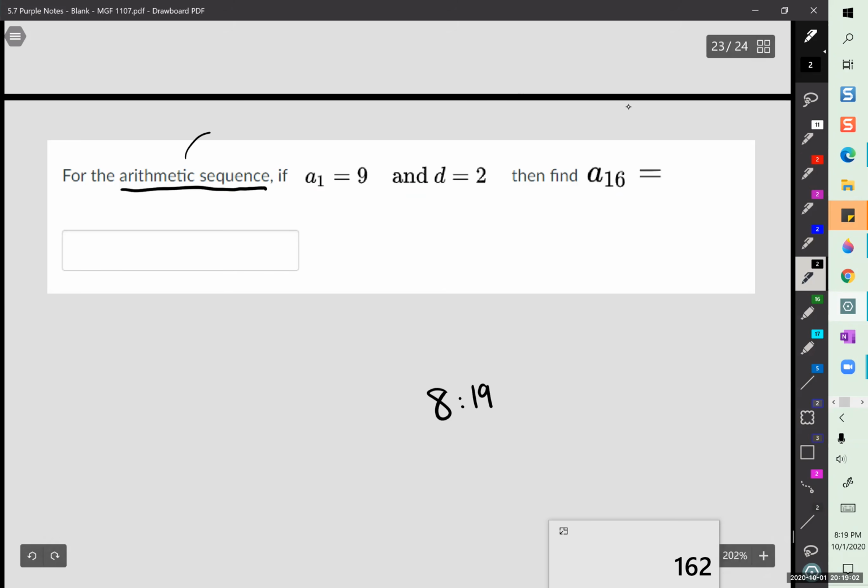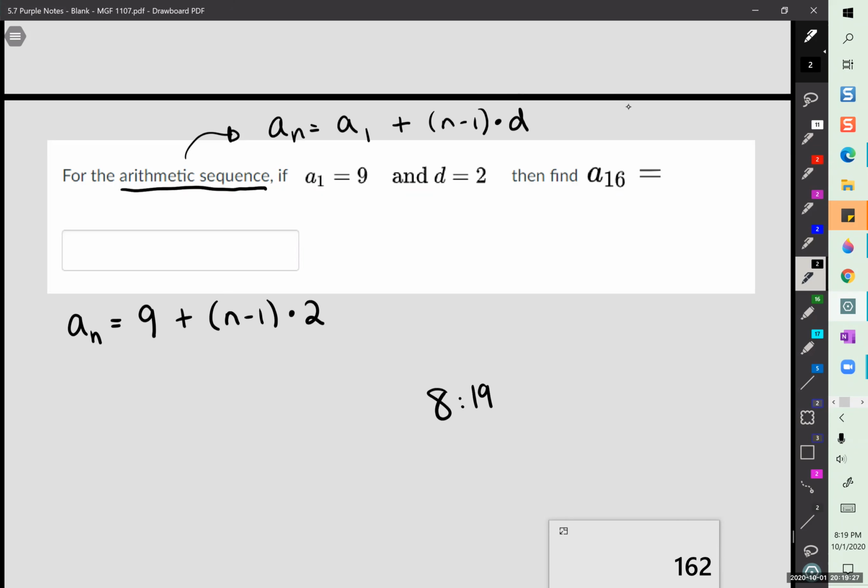For arithmetic sequences, the formula we want to reference is this one: first term plus n minus 1 times the common difference. So let's find our formula. We would say a sub n equals the first term plus n minus 1 times the common difference. But we want to find particularly the 16th term. So here 16 takes on the value of n.